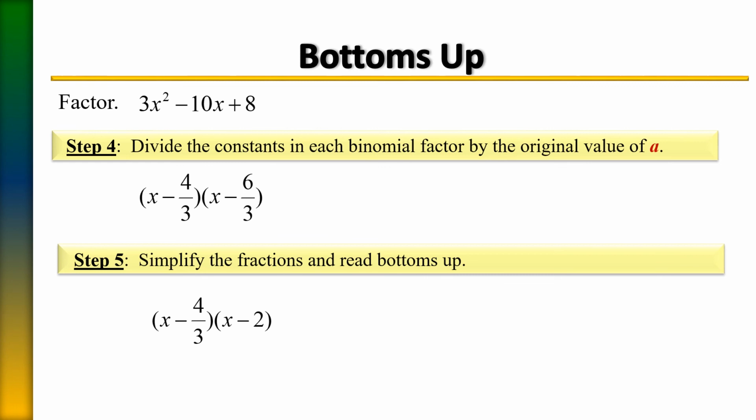So to read it bottoms up, starting at the bottom, 3x minus 4, and the other binomial is x minus 2, and there you have it. We have the same answer we got using those other methods as we did here with the bottoms up method.